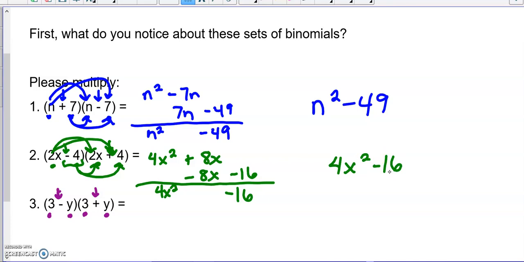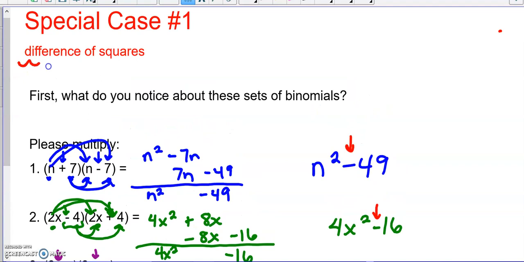Okay, so let's pause here before we do our last one. I have noticed my difference of squares because each binomial has the same first and second term. One is addition and one is subtraction. Now, if I look for a pattern in my answer, I notice that both of them are subtraction, which makes sense because we call this a difference of squares. And remember, difference is subtraction.